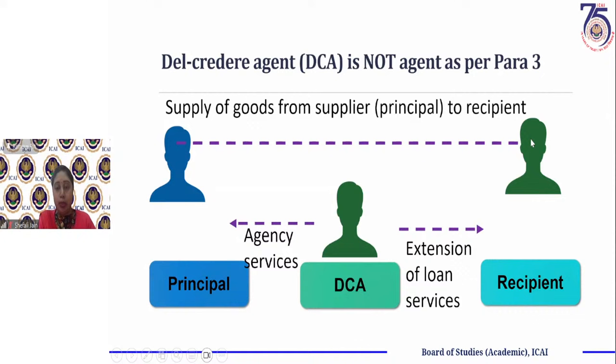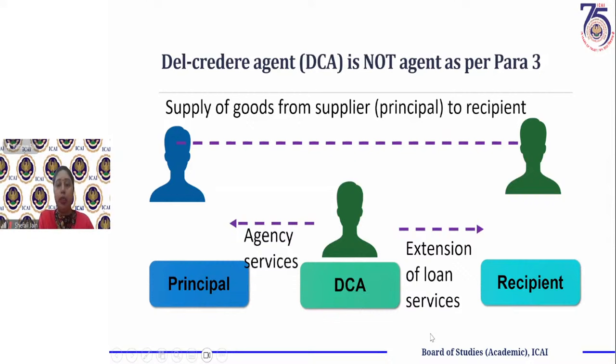So this loan service will be taxable as a separate service because extending loan is a supply, and recipient will be providing interest in lieu of this. So all conditions, in course of business, then consideration, and service, are satisfied. So extension of loan is a service which is provided by Del Credit agent to recipient, and this will also be a supply.